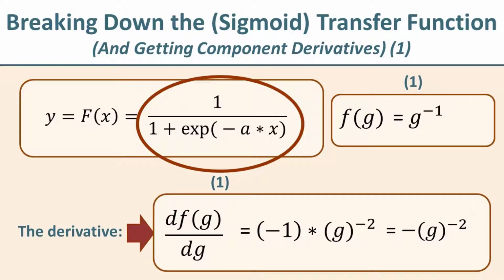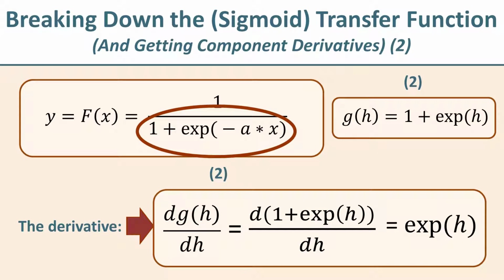So breaking it down. In the first case, the derivative of 1 over something is the same as taking the derivative of that thing to a minus 1 power. So we use our power rule from basic calculus, and that gives us minus, because we've got a minus 1, times that thing, in our case our thing is g, to the minus 2.